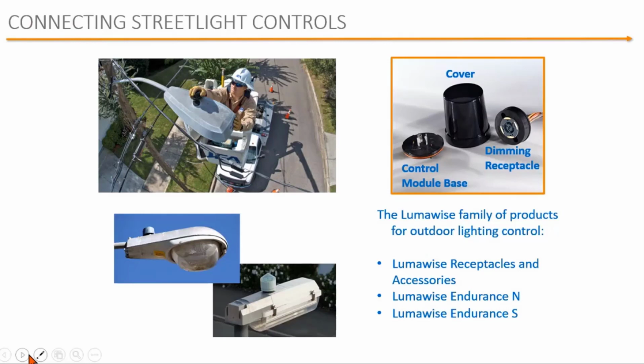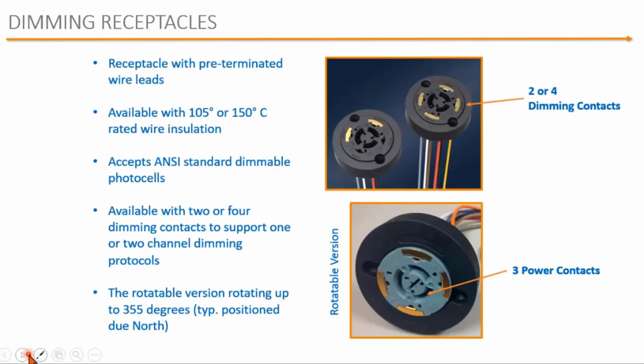Streetlights are the largest lighting growth opportunity for the industrial business unit. Approximately 23% of conventional street lighting is currently being converted to LED globally. These are dimming receptacles. They're pre-terminated with wire leads. They're to an ANSI standard for dimmable photocells. That's what the layout is, and the orientation of the contacts.